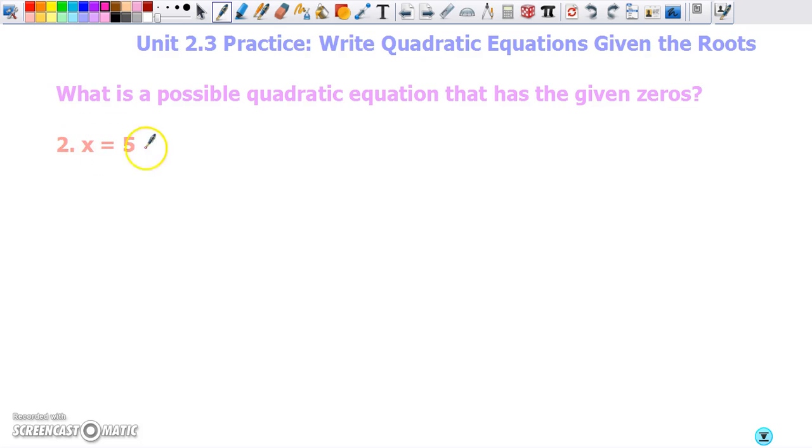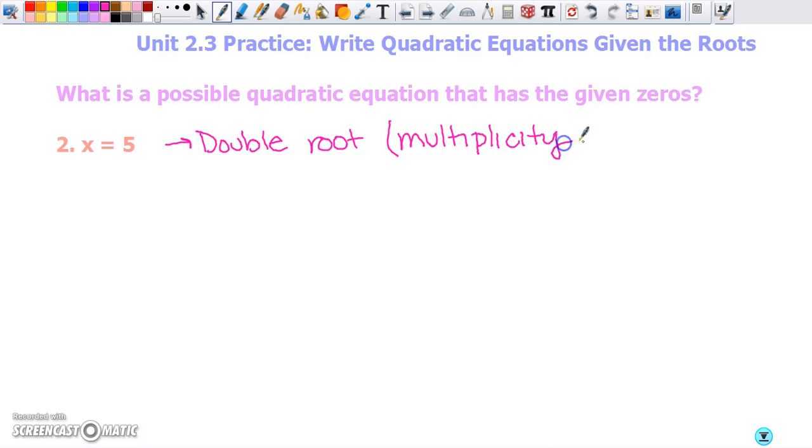Now this thing right here, this x equals 5, you'll notice that there's only one solution. So what that means is that this actually is considered a double root. Or we also use the term multiplicity of 2, because we have to have 2 roots every single time for these types of equations. We have to. And so since we only have the 1, what we need to do is double it up. So we're going to write x equals 5, and then we're going to write x equals 5 a second time.